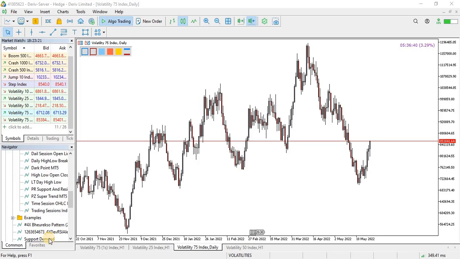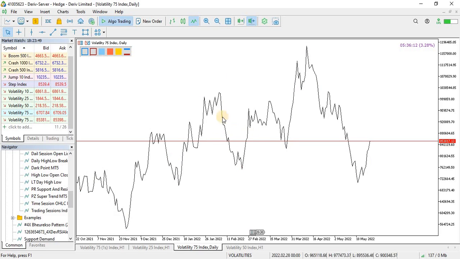Okay, so this is my analysis on the V75. Firstly, I'll start off on a daily time frame just to get zones or levels that I think the market is going to bounce off. What I discovered is that the line chart gives you a little bit of a better view of where the market bounced off.